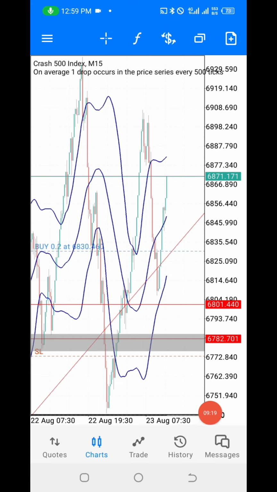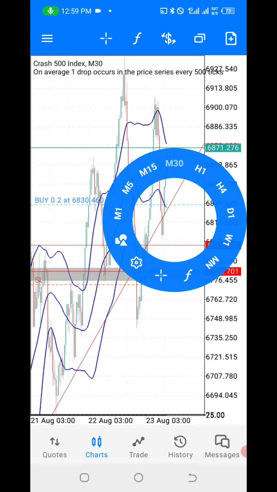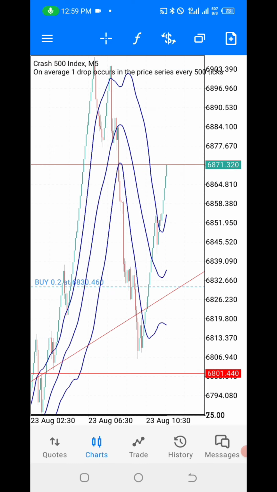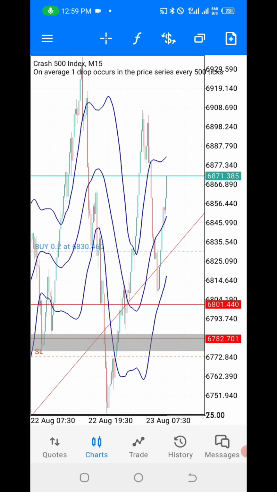Now, it was at this. Please let me check the M30. Yes, it was actually at this position. Please, it was at this position. Now let me remove it so that you will quickly understand what I mean.